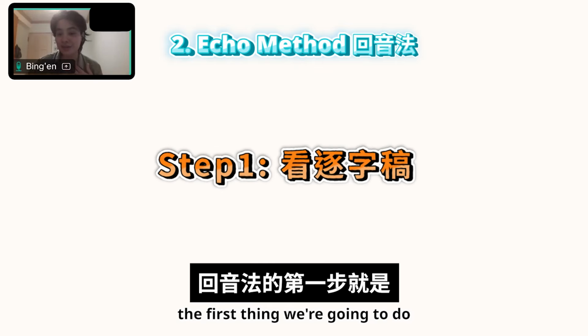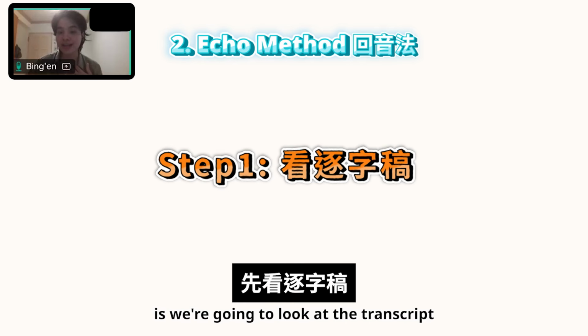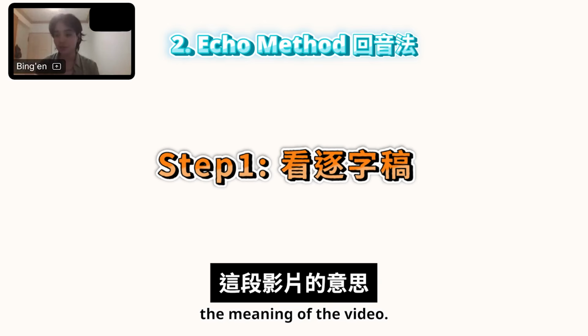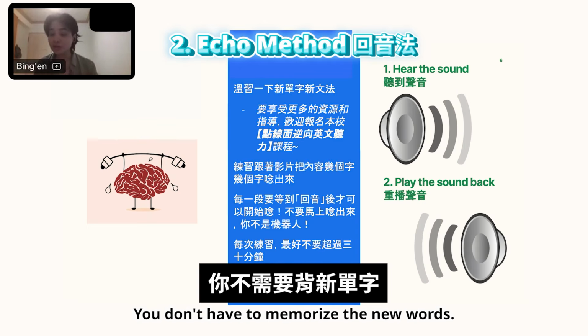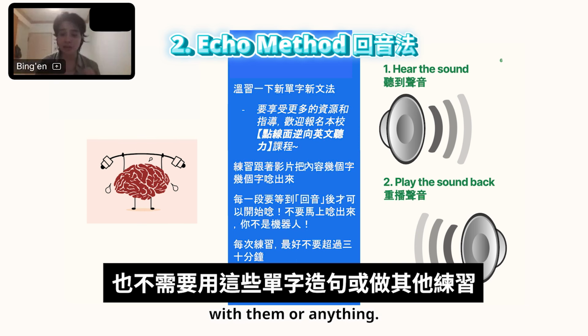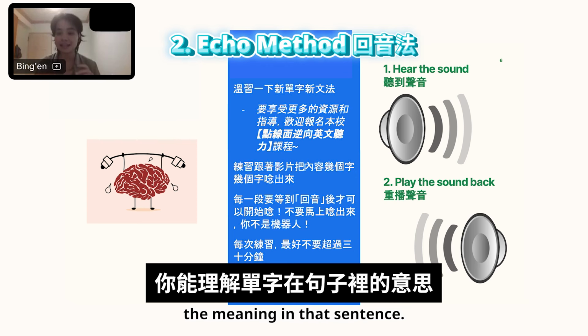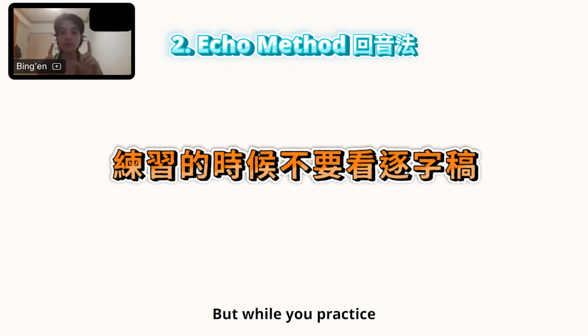The first thing we're going to do when we echo is look at the transcript, and you're going to make sure that you generally understand the meaning of the video. You don't have to memorize the new words. You don't have to try making sentences with them or anything. You just have to make sure that when you see them and when you hear them, you understand the meaning in that sentence. But while you practice, don't look at the transcript.